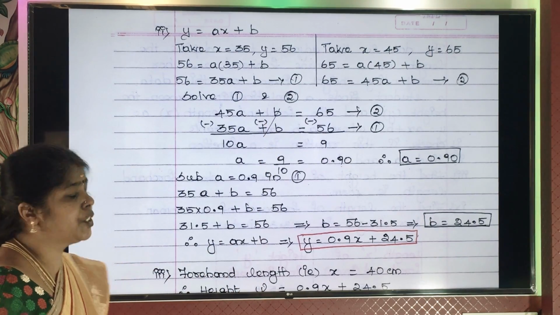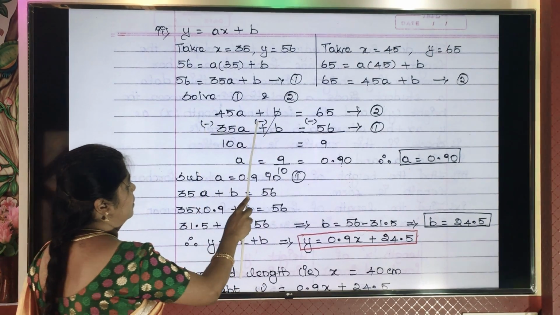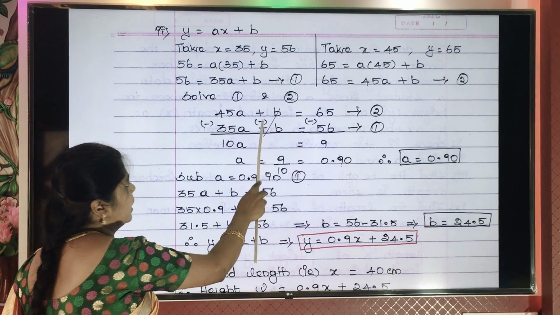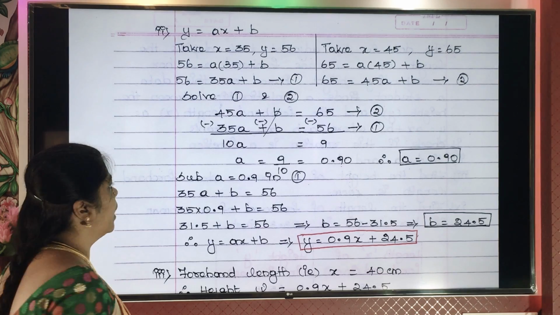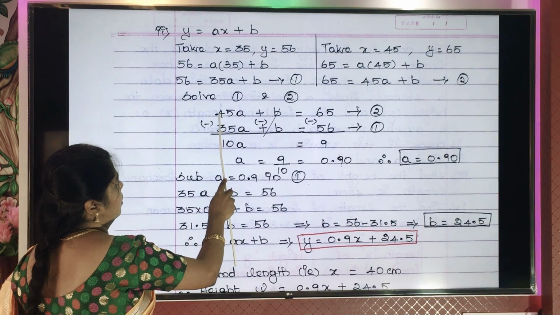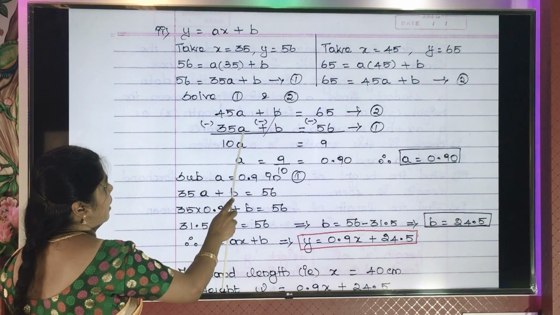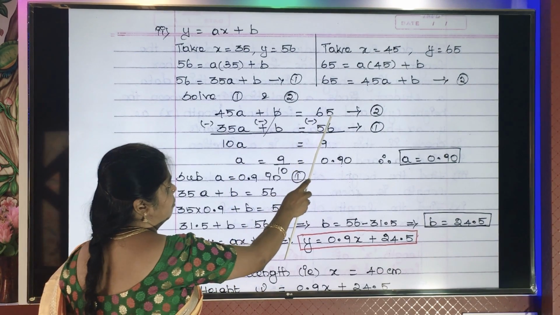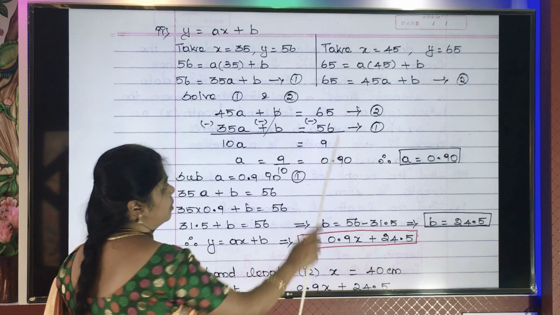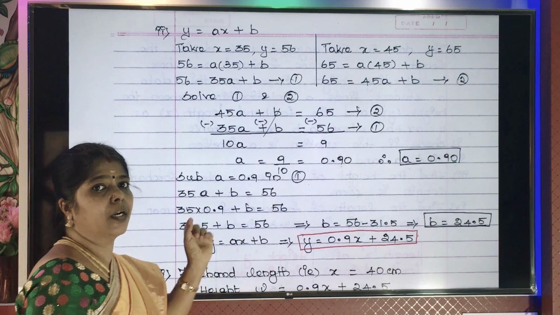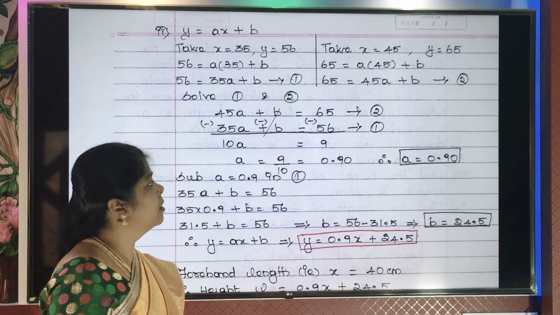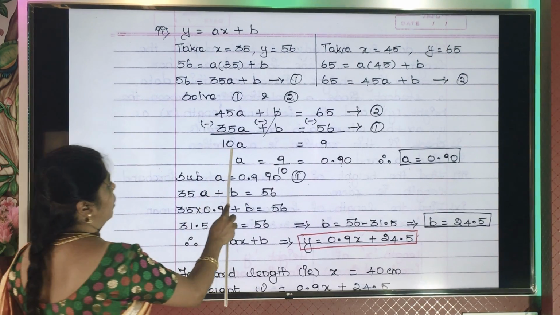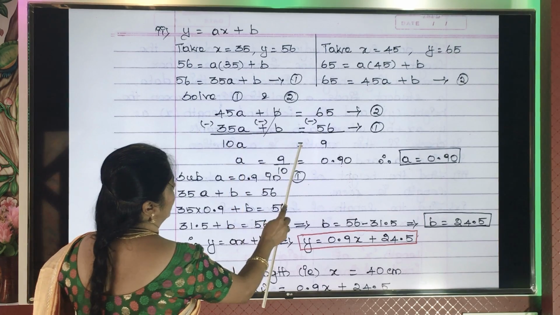Therefore, by the elimination method, I can change the signs here so that this will get cancelled. So what is remaining? 45a minus 35a, the answer is 10a, is equal to 65 minus 56, which gives you 9. I hope in 9th standard you all would have learnt the elimination method, so I am using that method to solve this. So now 10a equals 9.